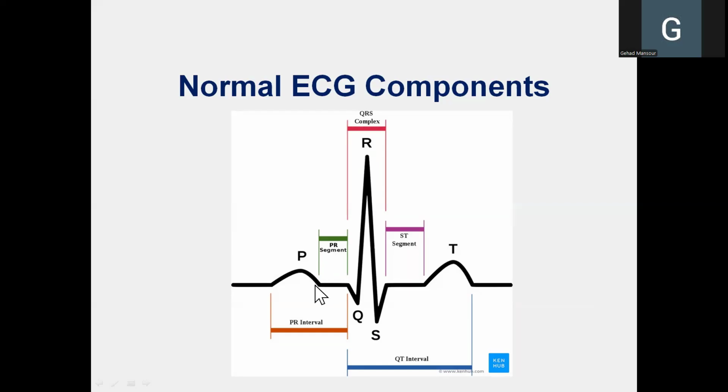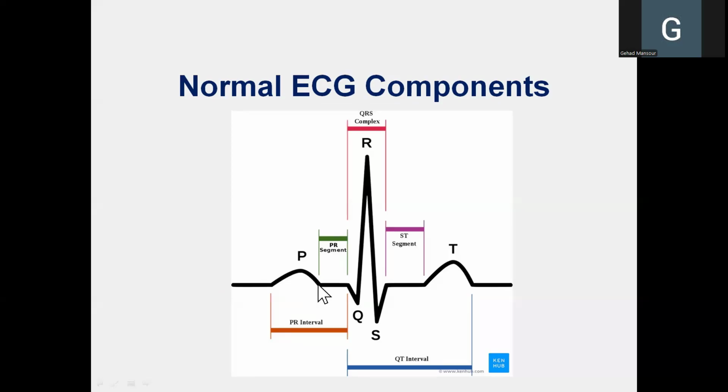It's important to know where each segment starts and where it ends. And it's important to know the difference between a PR segment and a PR interval. An interval is a segment plus a wave. So the P wave plus the PR segment form together the PR interval. What does the PR segment represent? It represents the time needed for transfer of depolarization from the atria to the ventricles.